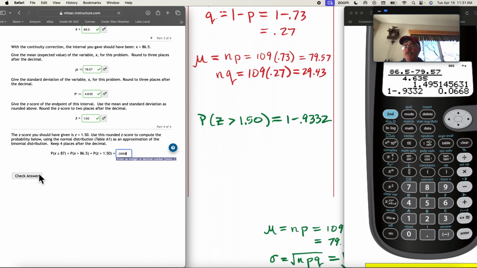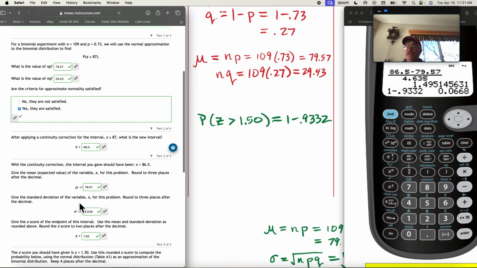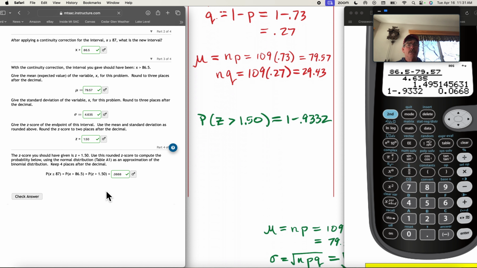Okay, again, eyes closed, fingers crossed. It's correct. And that's the end of that batch of problems that we're going to cover today. Good luck, everybody.